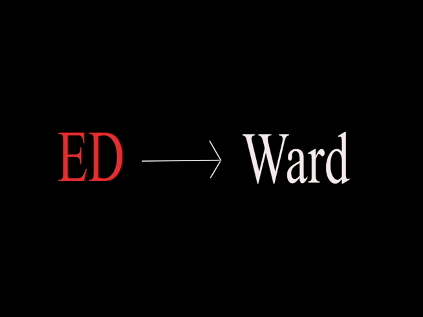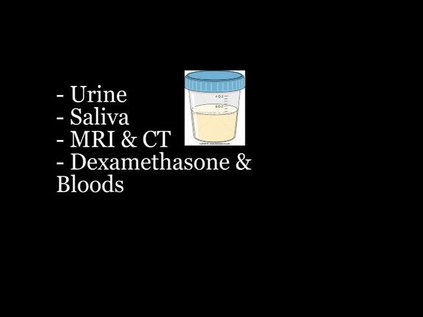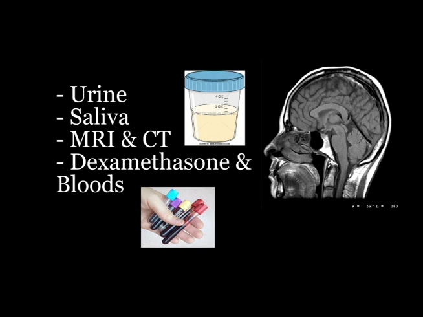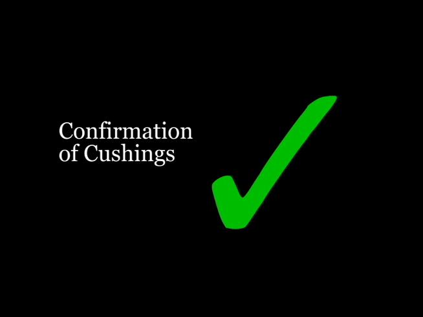Danielle was admitted to the ward for further tests such as urine and saliva, MRI and CT of the pituitary and adrenal glands to look for tumours, and the dexamethasone blood tests. These look at levels of cortisol and they will stay high if the person is positive for Cushing's. Medical practitioners confirmed Cushing's in Danielle.